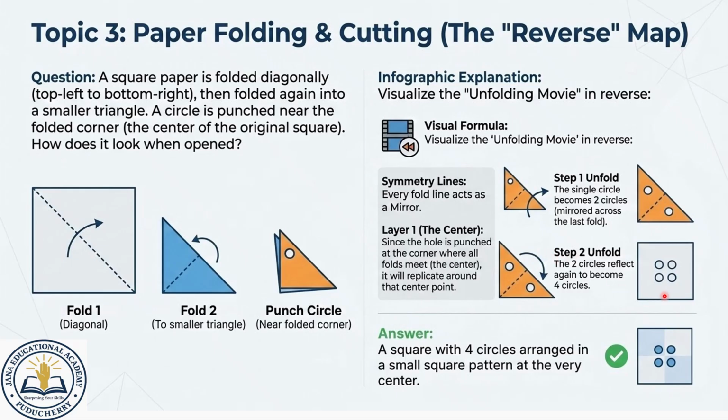If I unfold that again, it becomes the rectangle. What does it become? It becomes 4 dots. So a square with 4 circles arranged in a small square pattern at the very center. We made only one dot, but because of the folding action it creates an imaginary part. So one dot becomes 4 here. I hope you understand. You have to keep doing it on paper, and you can better understand these things.